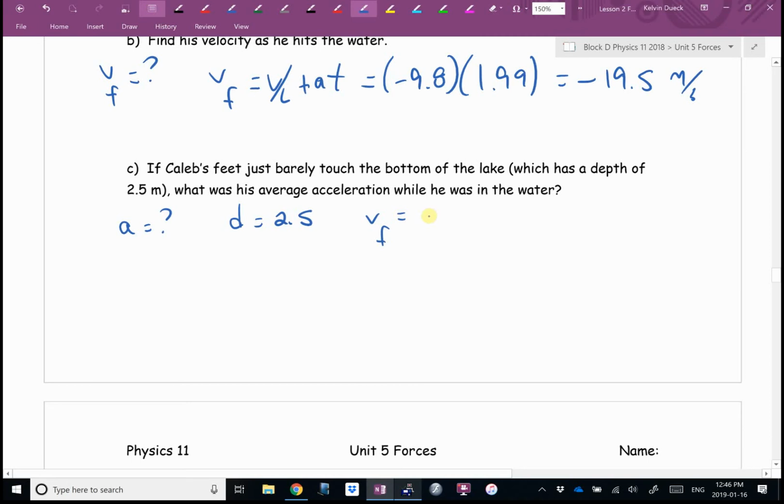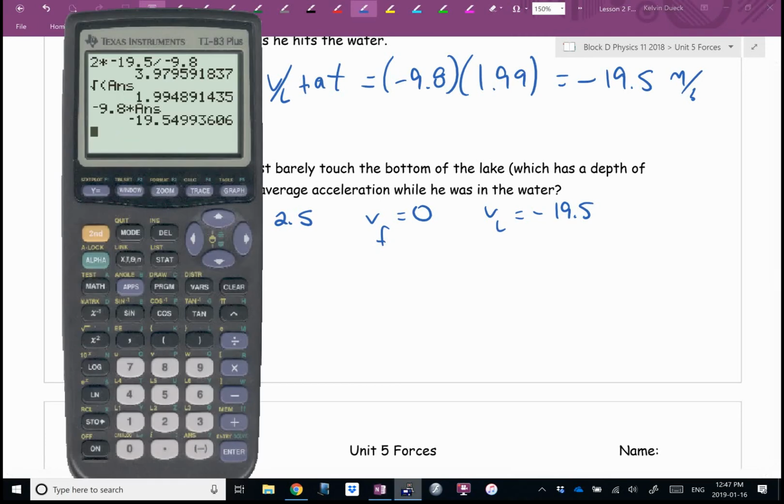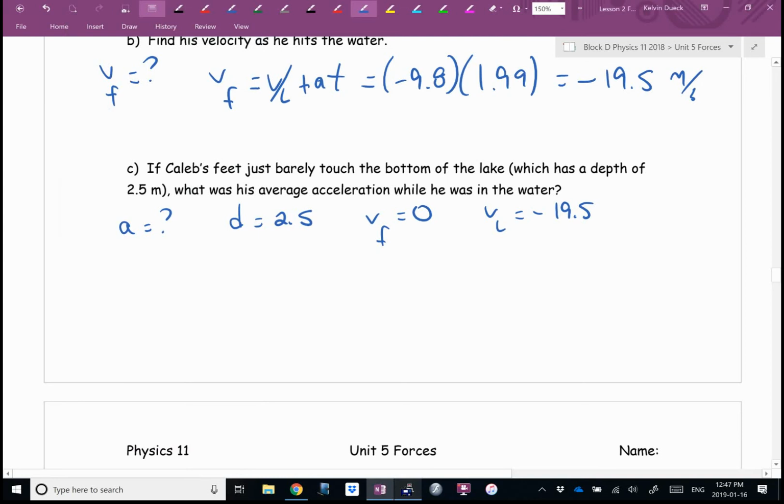What's VF? At the bottom for a split second, if we just barely make it to the bottom? Oh, what's VI? It's not 19.5. Oh, negative 19.5, except I'm going to use my answer button. I'll write negative 19.5, but conveniently I have negative 19.5499. Now, if I wanted to write this out and I knew I was going to use it, I'd go negative 19.55. That's a nice place to round off because it's 499. I'll still be pretty accurate. Okay.